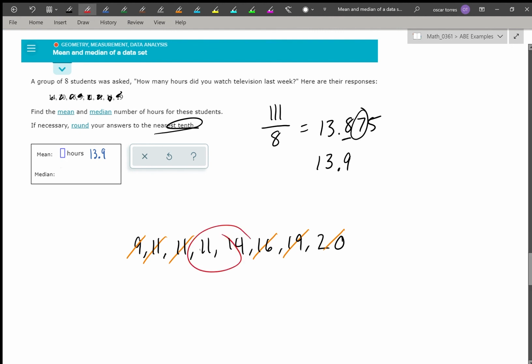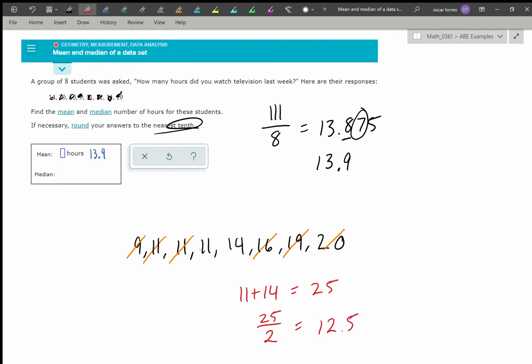So what I want to do is find the average between those numbers. To find the average, we add them together. And this ends up giving me 25. Then I take that 25 and I divide it by 2 because there's two numbers that we're dealing with. 25 divided by 2 ends up giving me 12.5. This answer already has a tenths place and no number after that, so we don't need to round it. Our final answer will just be this 12.5.